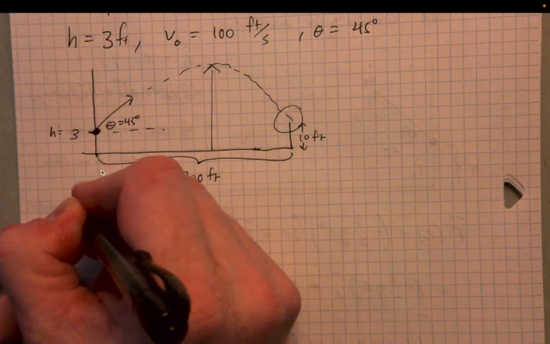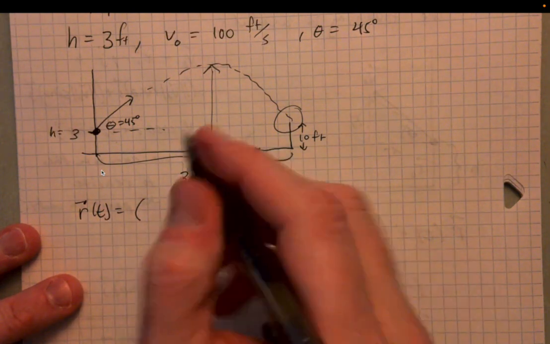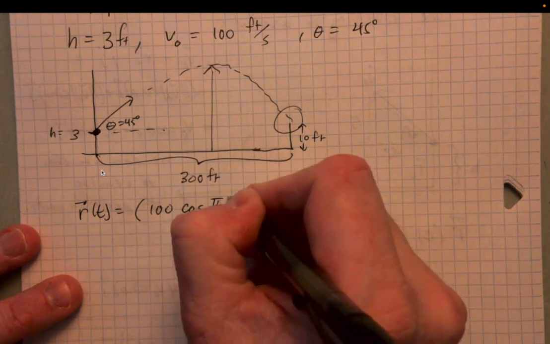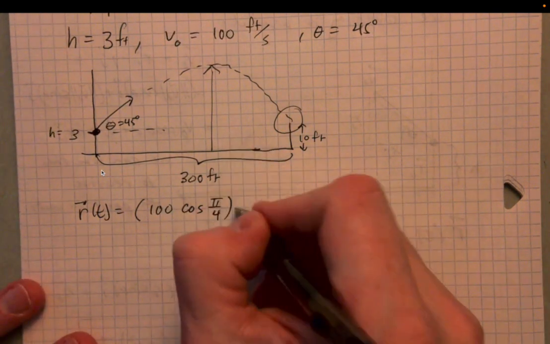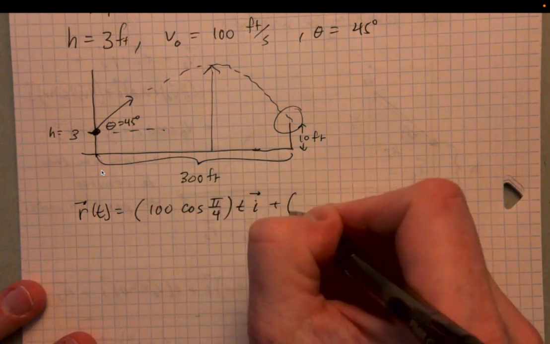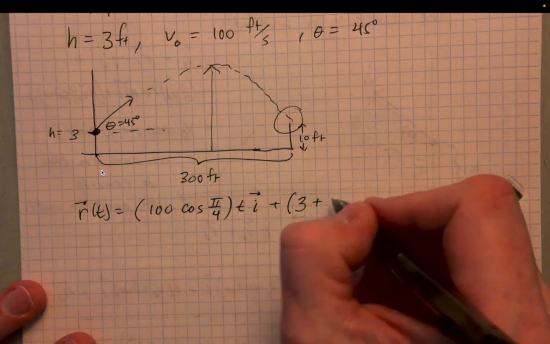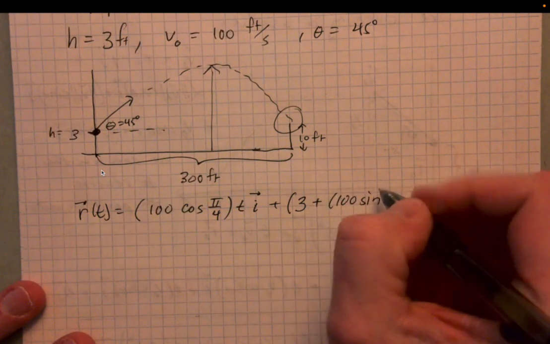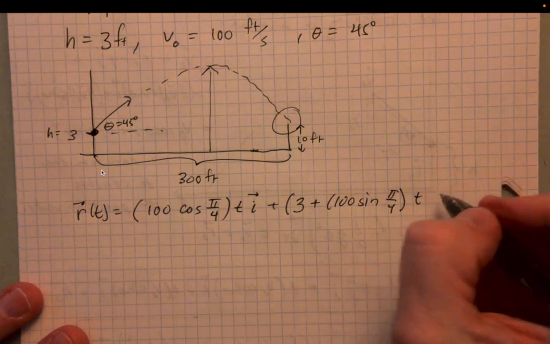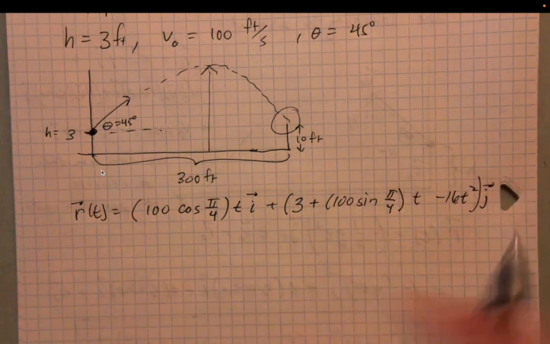But first let's plug everything into the position vector and see what we have here. So r of t is equal to, I'm just going to plug everything in. We get 100 times the cosine of pi over 4, which is 45 degrees, times t times i, plus 3, that's the initial height, plus 100 sine of pi over 4 t, and then minus 16t squared. And that's all the j component.